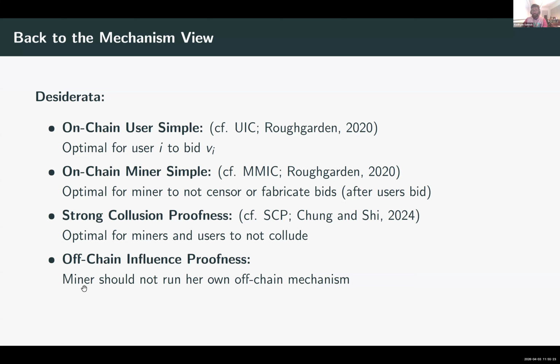But that might not break off-chain influence proofness, because if this is the option that the miner gives to the users, right? If a user has value 7, if it tells the miner that my value is more than 5, the user knows that it's going to be charged $5. Rather, the user would be strategic with the miner and say its value is less than 5 and try to get included without paying anything, because the deal was if the user's value is less than 5, the miner lets the user in for free. So the difference between off-chain influence proofness and collusion proofness is that there is still off-chain play happening, but the people remain strategic with each other.